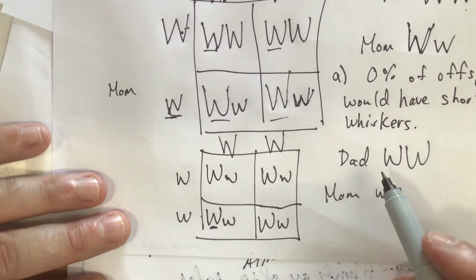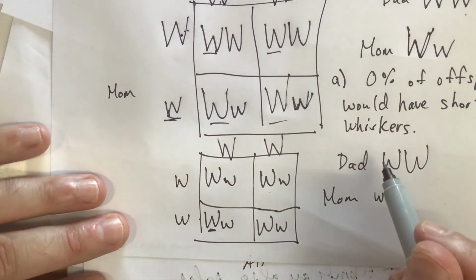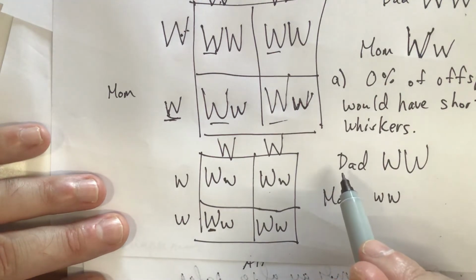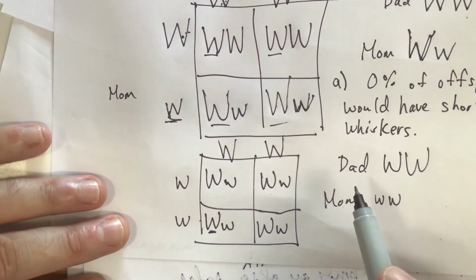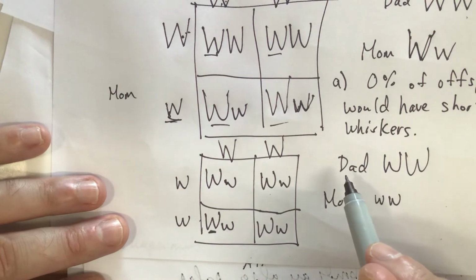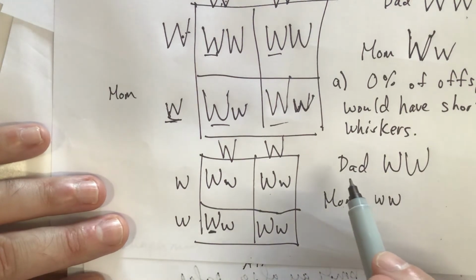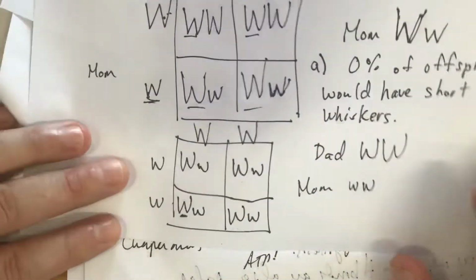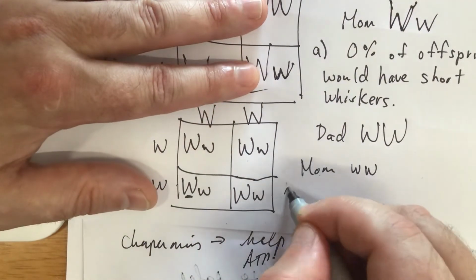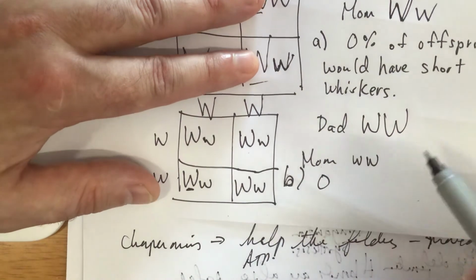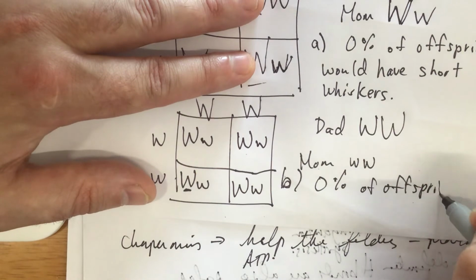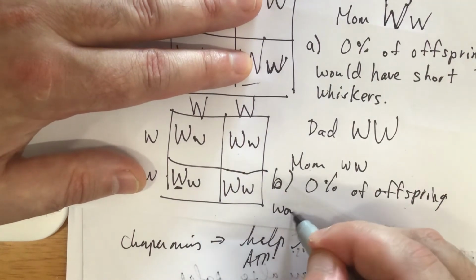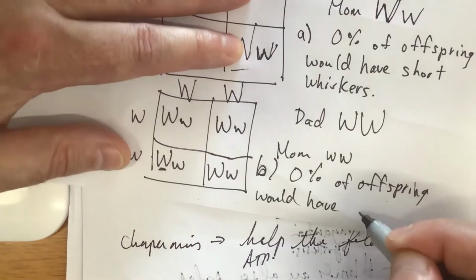Now, on Wednesday, we'll talk about Mendel's experiments, and we'll talk about what's called the first filial generation. We start breeding two first filial generations together, and we'll see how traits can change through different generations. But at least for this, I hope this makes sense that for B, again, 0% of offspring would have short whiskers.